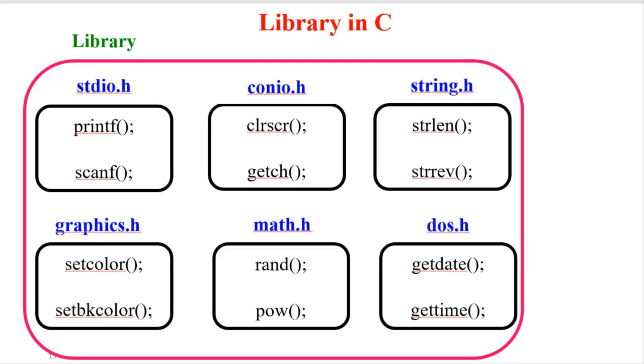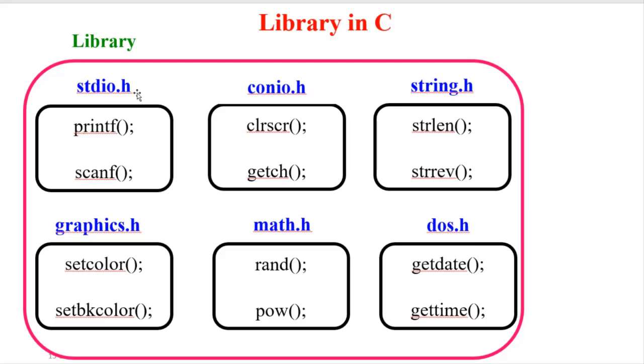All predefined functions and variables are divided into groups, and related groups are normally called header files. So the header files are just like folders, and all the header files are normally kept in the library. So these are different header files: stdio.h, conio.h, string.h, graphics.h, math.h, dos.h. There are a lot more header files.